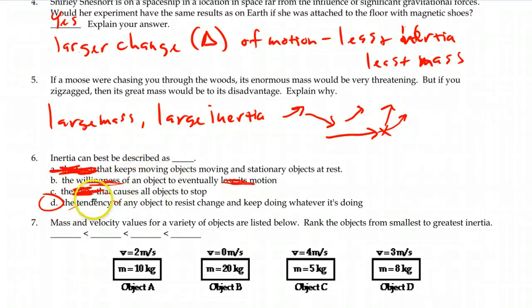It's the tendency of an object to resist change and keep doing whatever it's currently doing. So if it's currently at rest, its inertia will keep it at rest. If it's currently moving in a straight line at constant speed, it will keep moving in a straight line at constant speed based on its inertia. To cause these changes in motion, we're going to need some kind of force situation to occur.